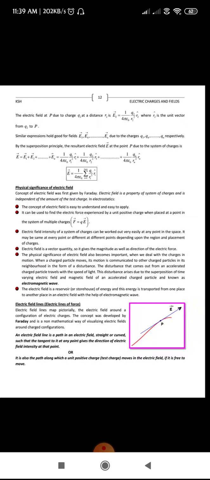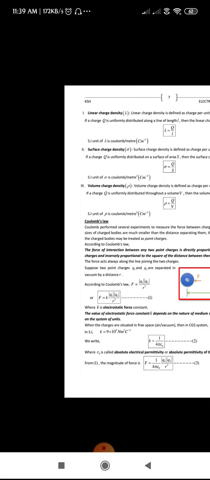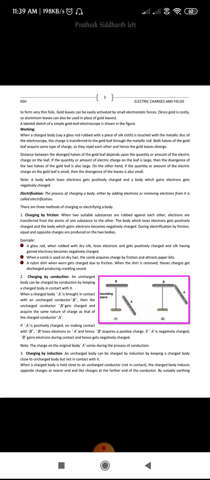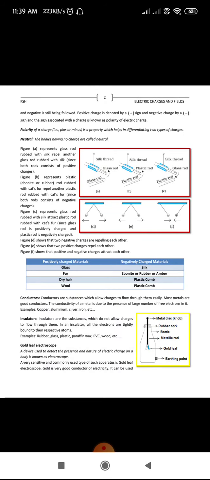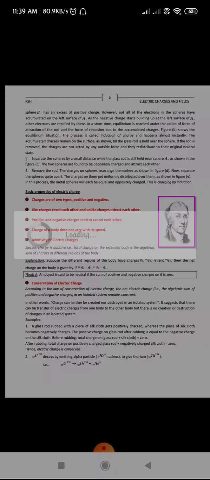So I'll just say what are the things that are important. What are the important things to be remembered by you people from the point of examination. First of all, they may ask about any one method of charging a body, either by induction or conduction. Just go through that.